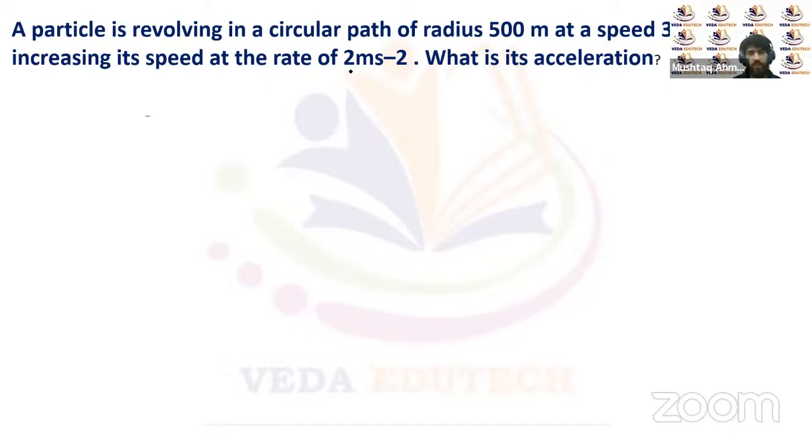So if the speed is increasing at the rate of 2 meter per second square, it means the tangential acceleration here is 2 meter per second square, right? Now talking about the radial acceleration or the centripetal acceleration, you can see here, centripetal acceleration will be v square upon r, right?